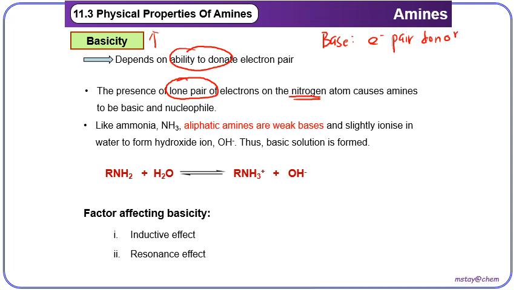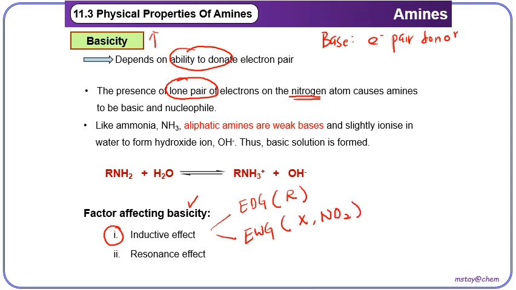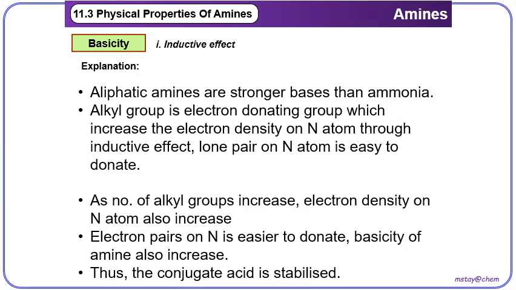Generally, there are two factors that will affect the basicity. The first one is the inductive effect, where we will discuss EDG, electron donating group. The example of an electron donating group is always the alkyl group. Another one is EWG, electron withdrawing group, which is the halogen and also NO2. And then the second factor that we're going to discuss will be the resonance effect. Basically, we will relate it with the presence of the benzene ring. Okay, so let's start with the discussion of the inductive effect.